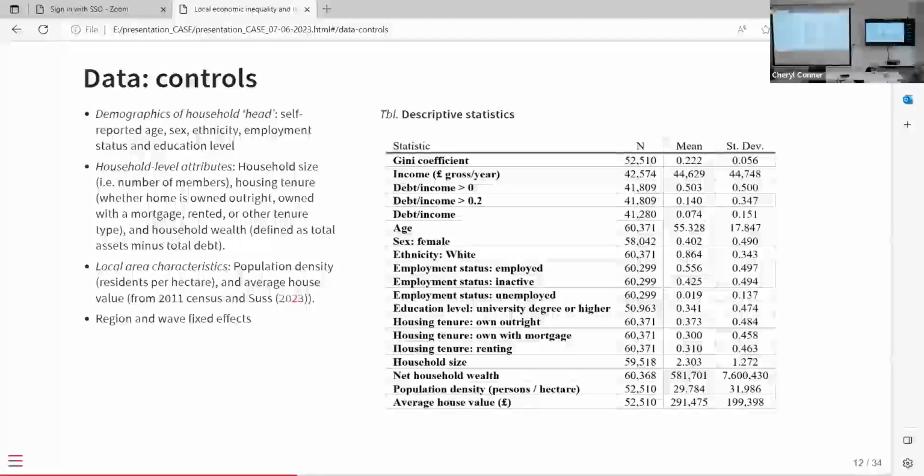And then local area characteristics, which are pretty important. So really one key variable is probably the cost of living for these local areas, because with a higher cost of living, you probably have to borrow more if you're a lower income household in those areas. So in the main analysis, I'm going to proxy that with average house value. And I'll do different things, robustness checks, to try to get at that cost of living control. And also I'm going to include region and the survey weight fixed effects.